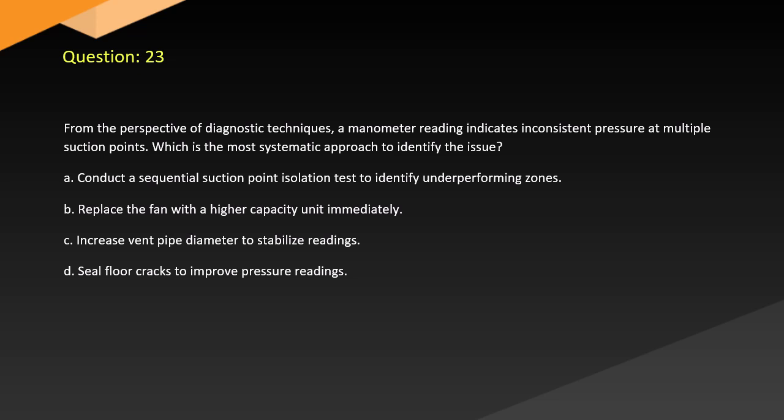A. Conduct a sequential suction point isolation test to identify underperforming zones. B. Replace the fan with a higher capacity unit immediately. C. Increase vent pipe diameter to stabilize readings. D. Seal floor cracks to improve pressure readings.